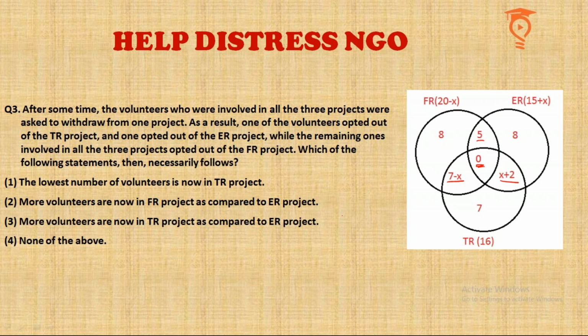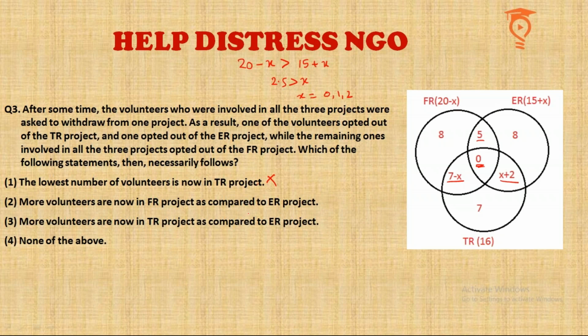First says the lowest number of volunteers is now in TR project. Well, ऐसा कहना ज़रूरी नहीं है. In fact, चलो थोड़ा सा काम बचा है वो कर लेते हैं. Again, as the question said that maximum people have to still work with FR, तो उस हिसाब से अगर देखें तो हमें पता चलता है from here that x is less than 2.5, which implies that x is still 0, 1 or 2. तो अगर हम x को 0 रख देंगे तो ER मिनिमम हो जाएगा. Hence the first option is not entirely correct in all the possibilities.